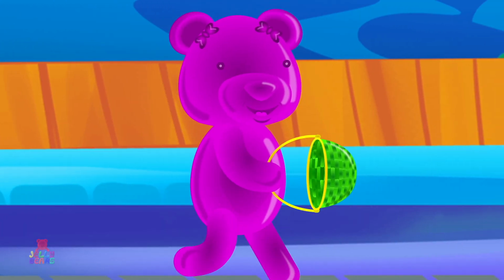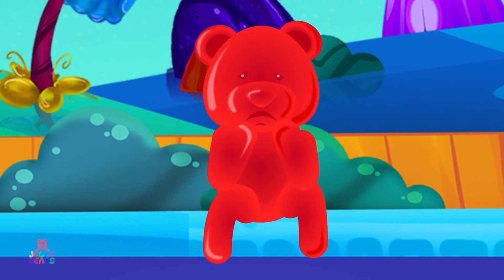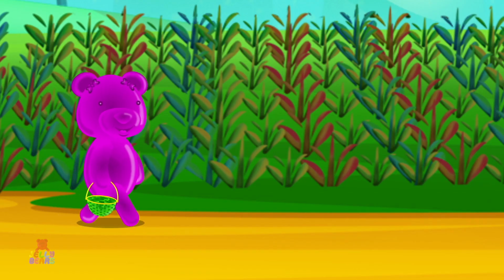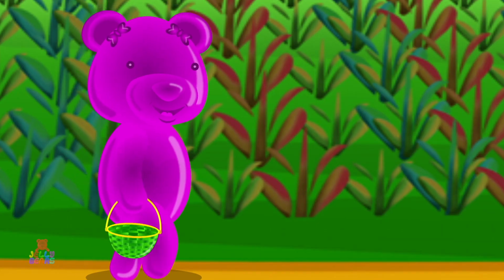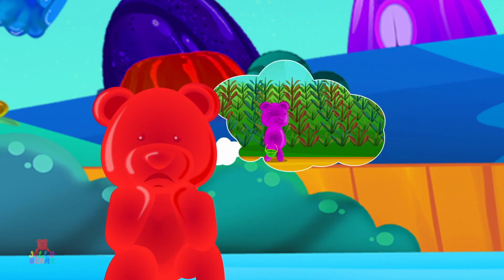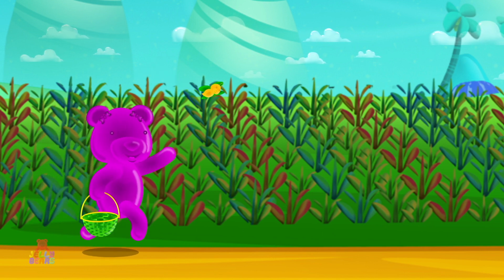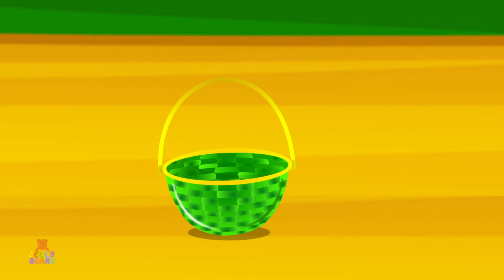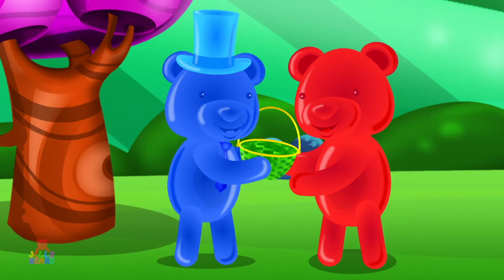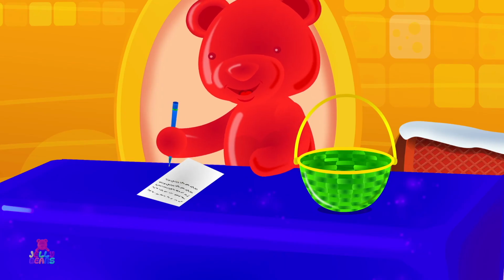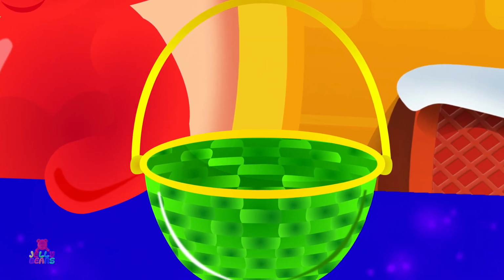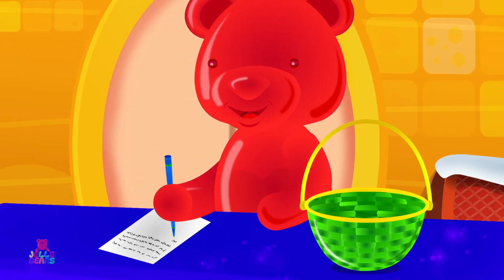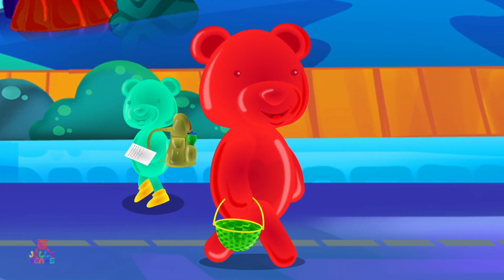She took it, my little yellow basket. And if she doesn't bring it back, I don't know what I'll do. I wonder, where could she put my basket? Will someone else find it and return my yellow basket? A tisket, a tasket, a green and yellow basket. I wrote a letter to my love, and on the way I dropped it.